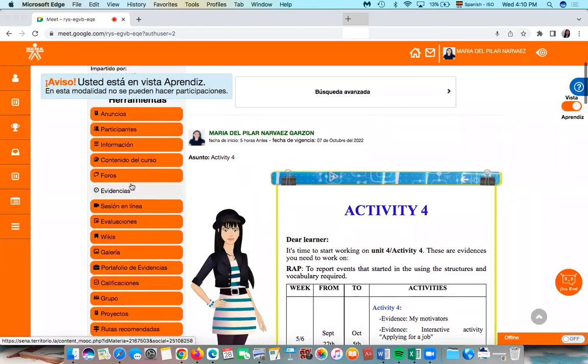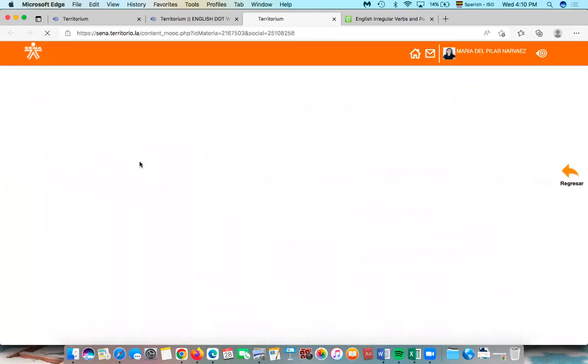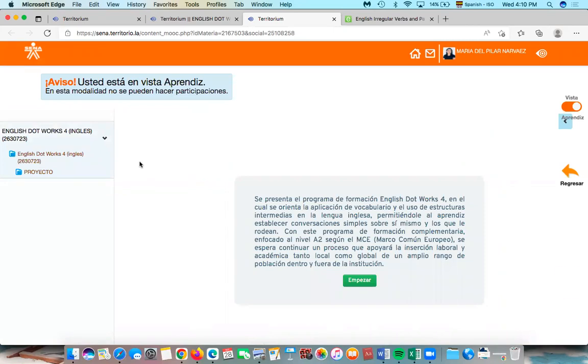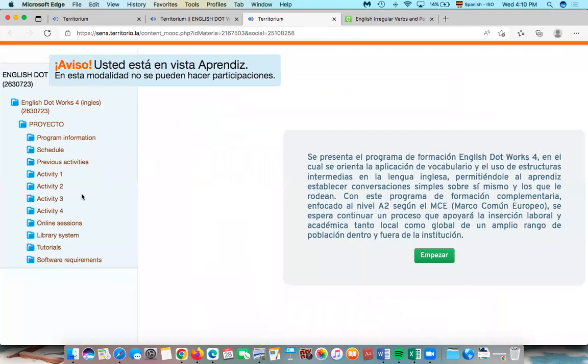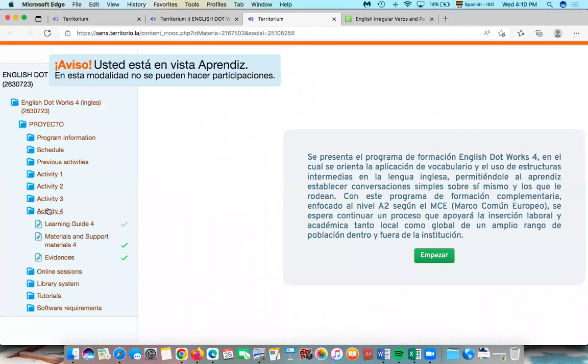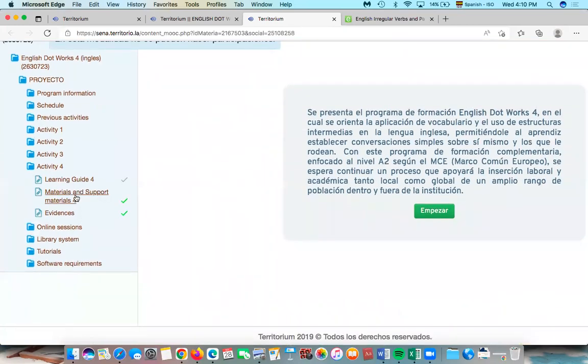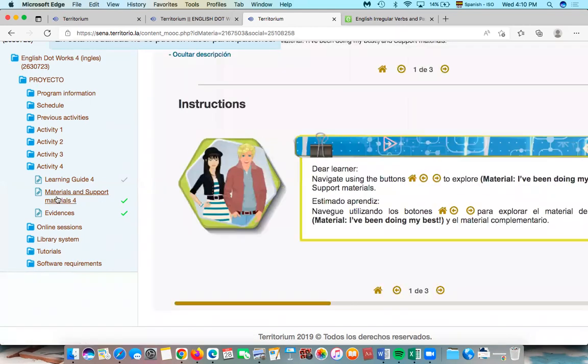So let's go to contenido del curso. This is where you can find the material to study, and you can find the links to send the evidence as well. We click here on Proyecto, and then we go to this link that is activity 4. The first link is Learn Guide 4, and then we have materials and support materials.